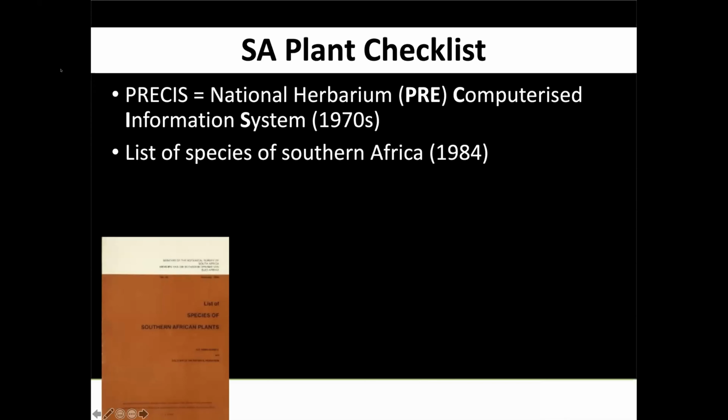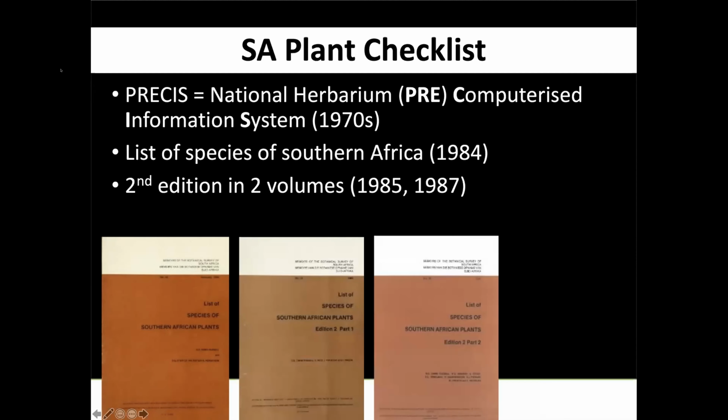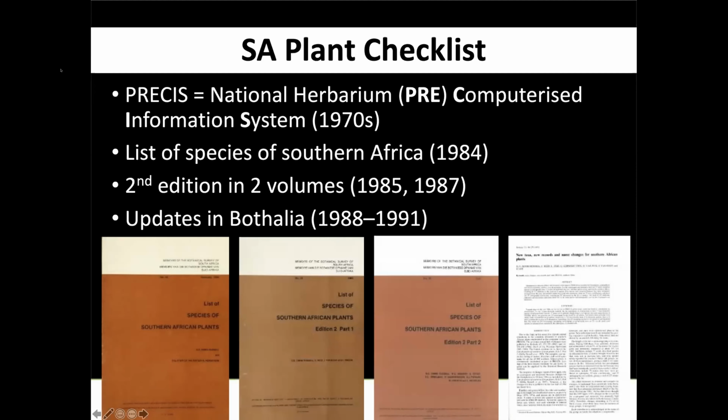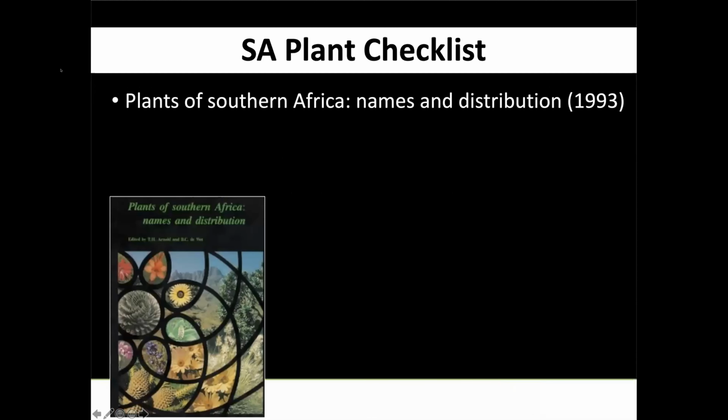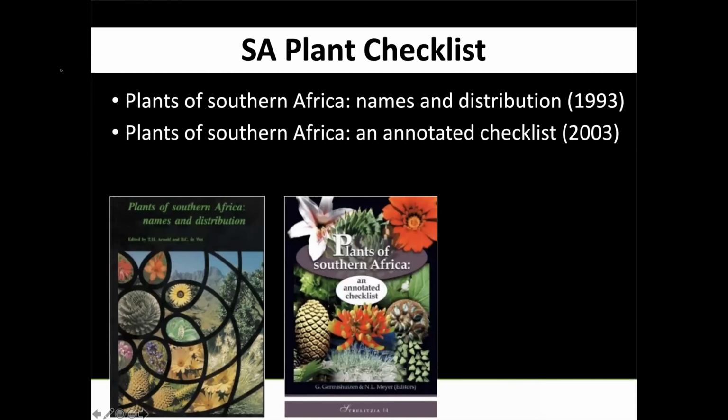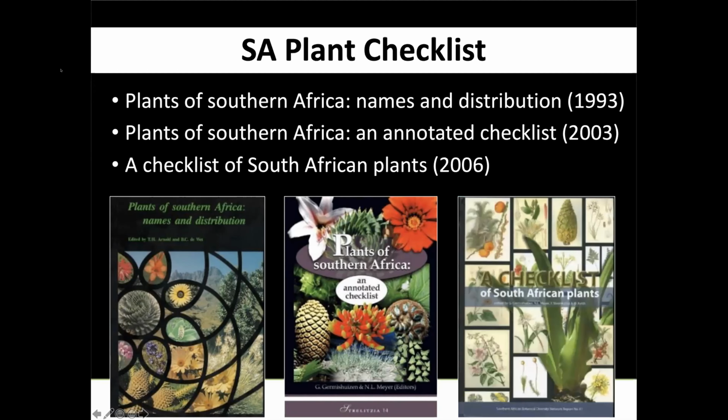The first output from PRECIS was published in 1984, and it contained a simple list of accepted names of Southern African plants. It was followed shortly by a second edition in 2 volumes that also included synonyms and references to recent literature. And updates to the checklist were regularly published in the journal Bothalia. The third edition of the checklist contained regional distribution as an additional feature. And information in the 4th edition was expanded to also include data on life cycle, life form, height of plant, and altitude. So these were all regional checklists for Southern Africa. And the first country-level checklist for South Africa was published in 2006.